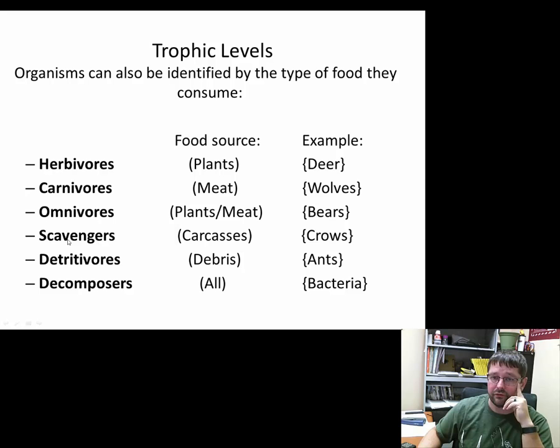Sometimes it is, but often these organisms can move around, and it just depends on the time of day, the month, or what's missing from their diet. A crow might go and eat plants if it's missing certain nutrients from its diet. Detritivores eat debris, like ants, but ants again can eat meat, they can be carnivores, they can eat plant material. And decomposers will eat at all levels, things like bacteria.